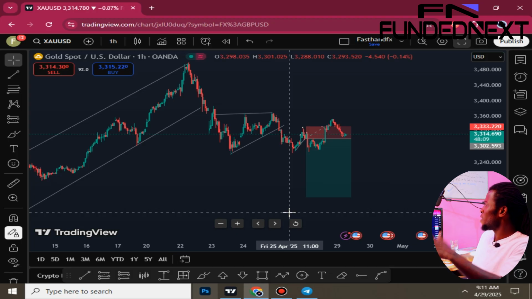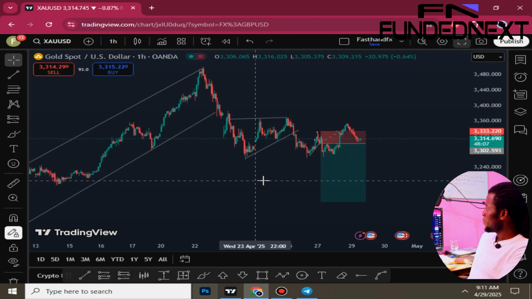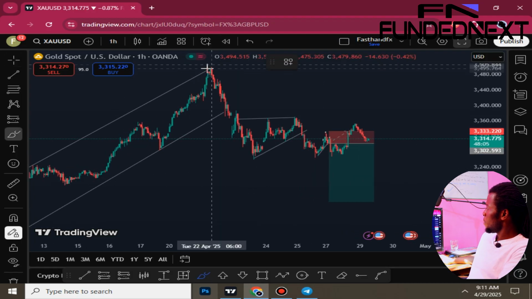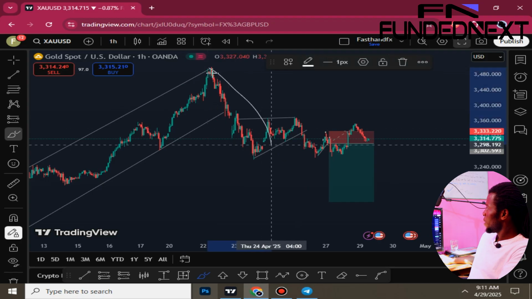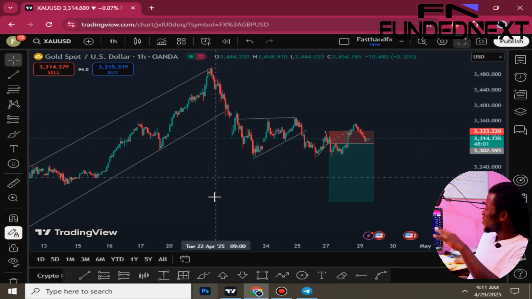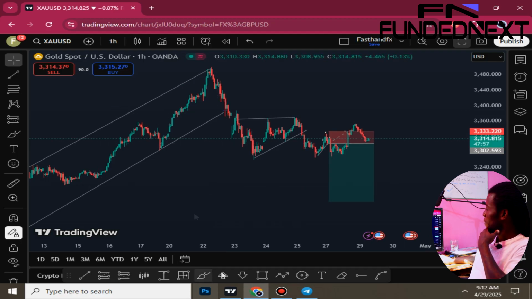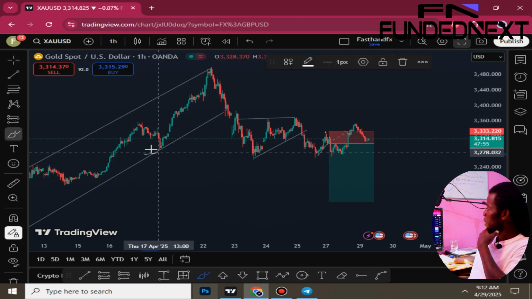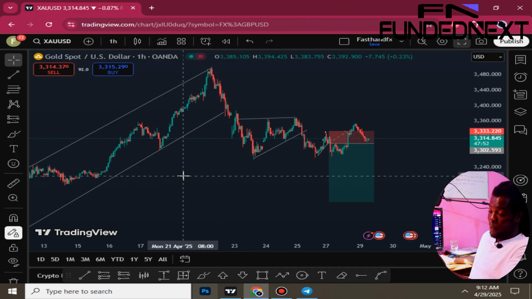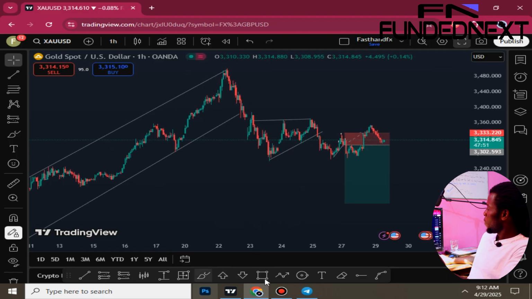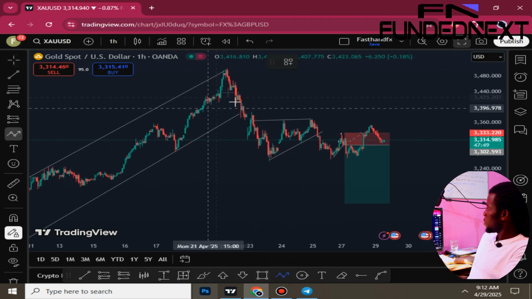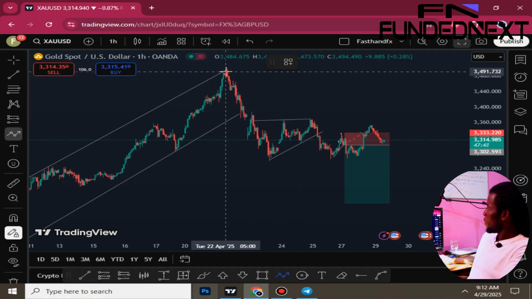So let me show you the small detail that I'm talking about. Now, if you look at this break right here, that's like an impulse, right? So the gold broke out of that trend, this uptrend right here. It did break out of that uptrend with an impulse phase, right? So this was what gold was supposed to do.